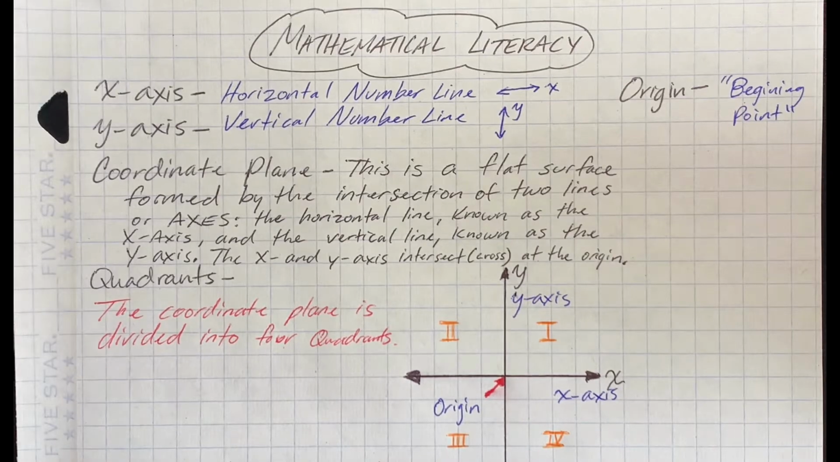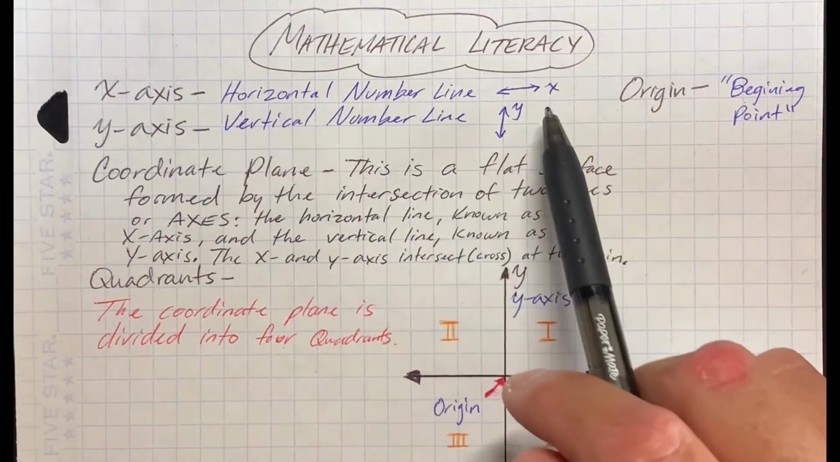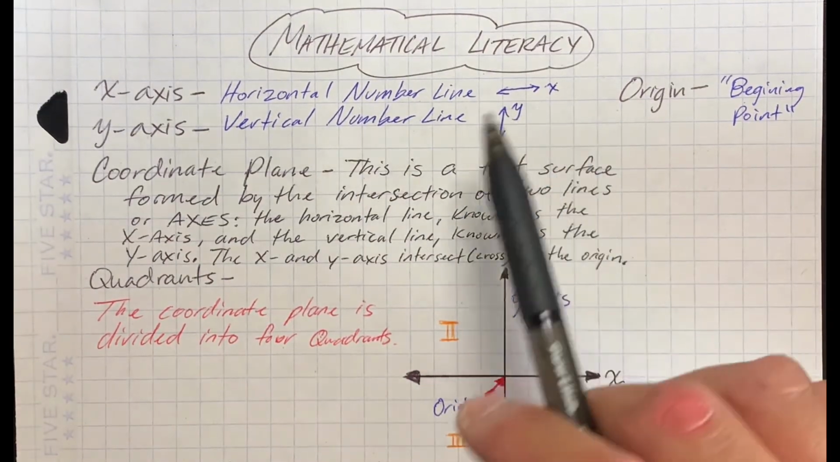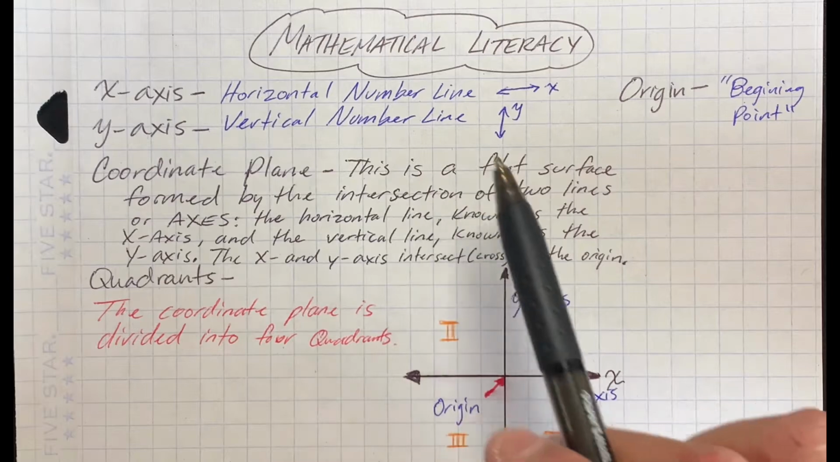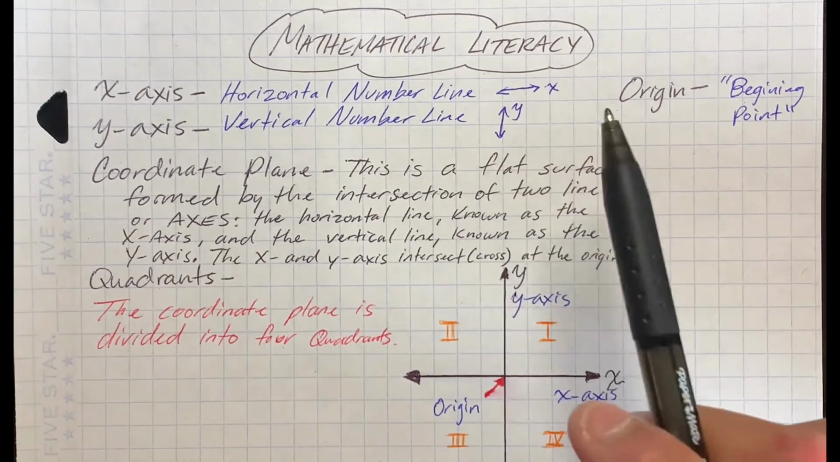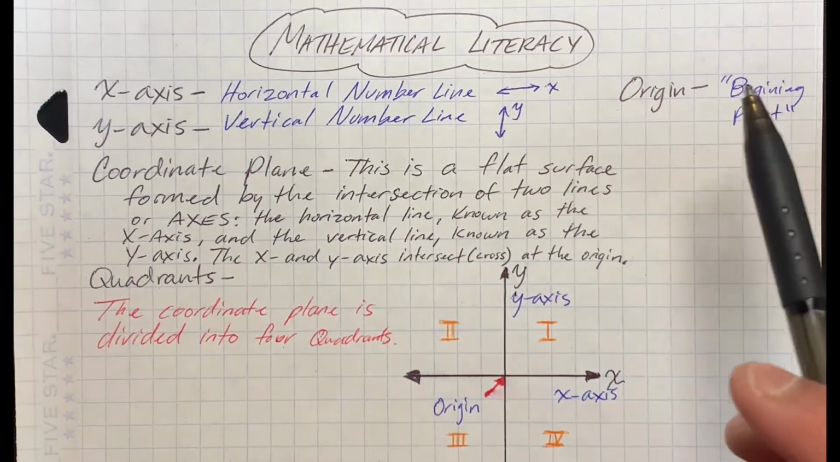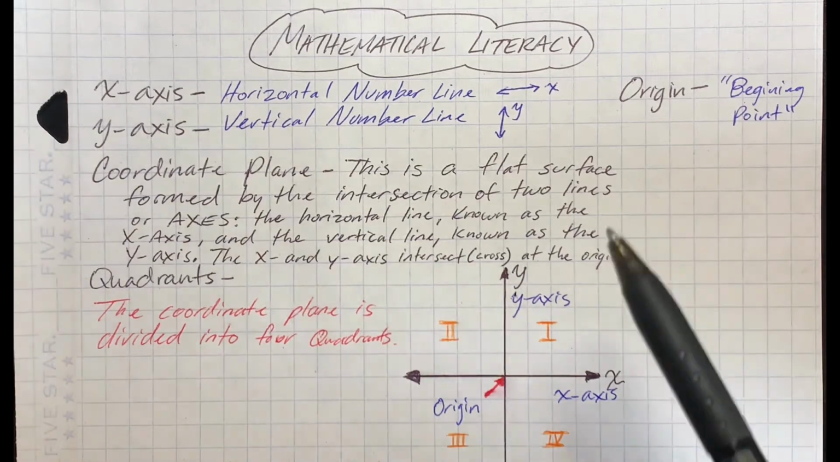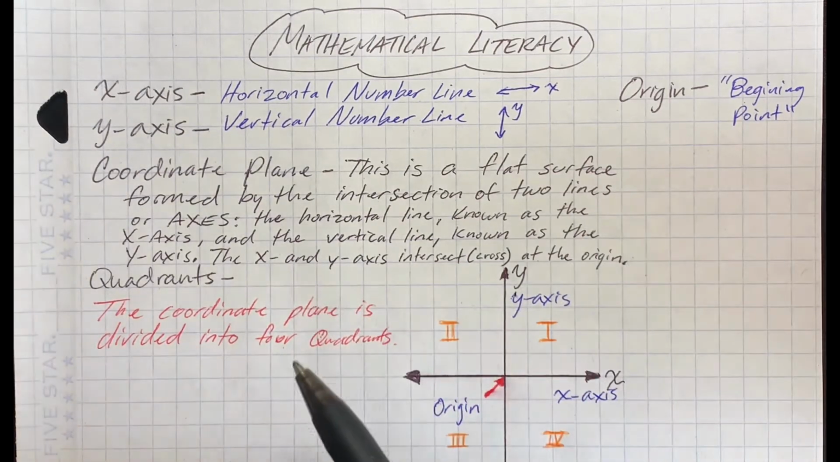With our mathematical literacy, we have the x-axis, the y-axis, the origin, the coordinate plane, and quadrants. So the x-axis is our horizontal number line, left and right. Our y-axis is a vertical number line, up and down. And then remember that the origin is always the beginning. That's our beginning point.